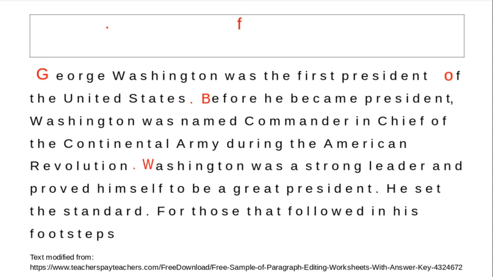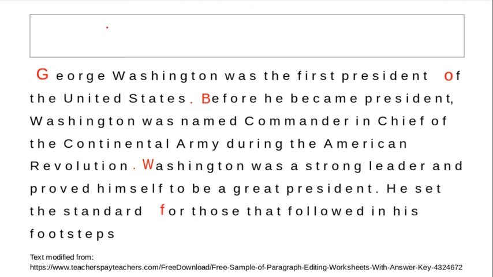Now let's take a look. Washington was a strong leader and proved himself to be a great president. That seems like that's a complete sentence. I don't think there are any problems there. He set the standard for those that followed in his footsteps. Those two sentences actually seem like they should be connected. For those that followed in his footsteps does not seem like a complete sentence by itself. I'm going to remove the period after standard and make the F lowercase in for.